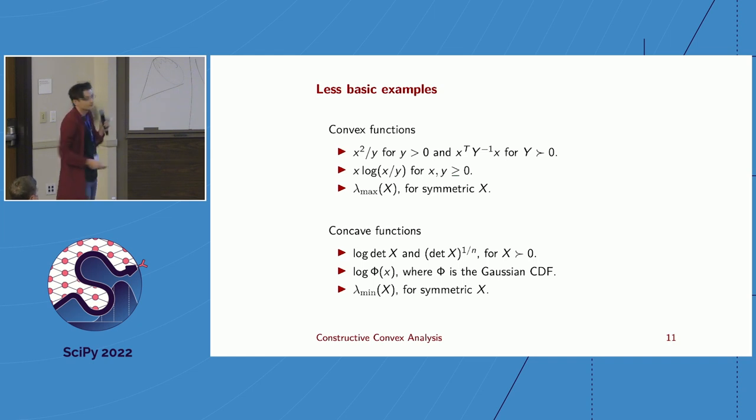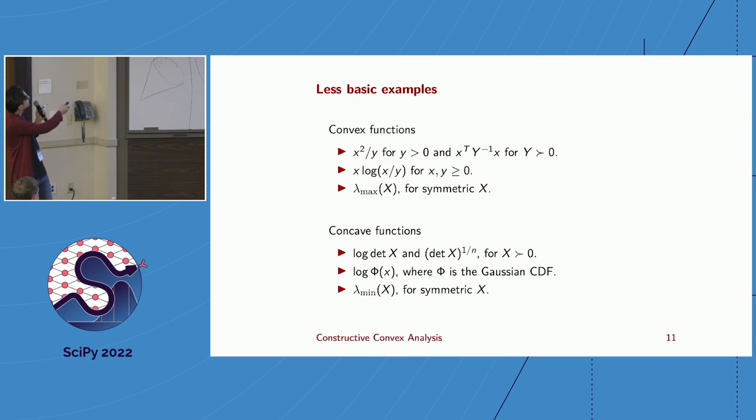The largest eigenvalue of a symmetric matrix, this is convex. Concave functions, the log of the determinant. So conceptually, what is the log of the determinant? That is the sum of the logs of the eigenvalues. I think this arises in Gaussian process regression, but I can't actually tell you how. The determinant raised to the 1 over nth power, this is the geometric mean of the eigenvalues of a matrix.